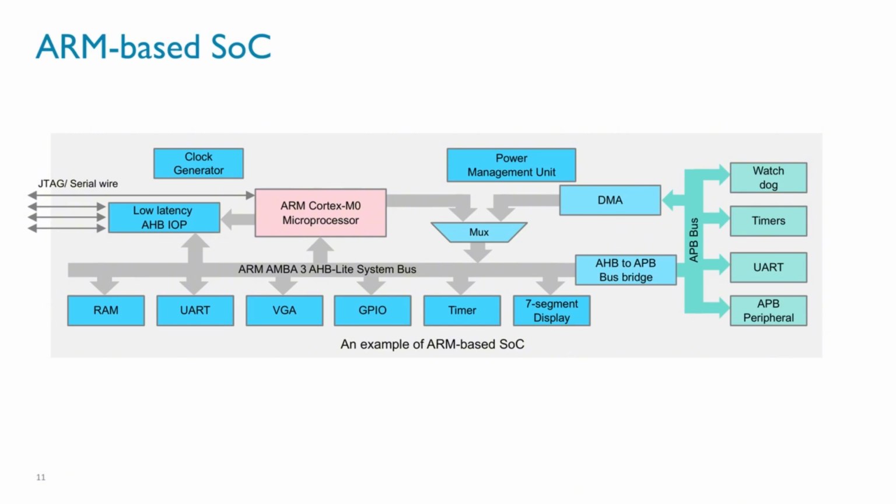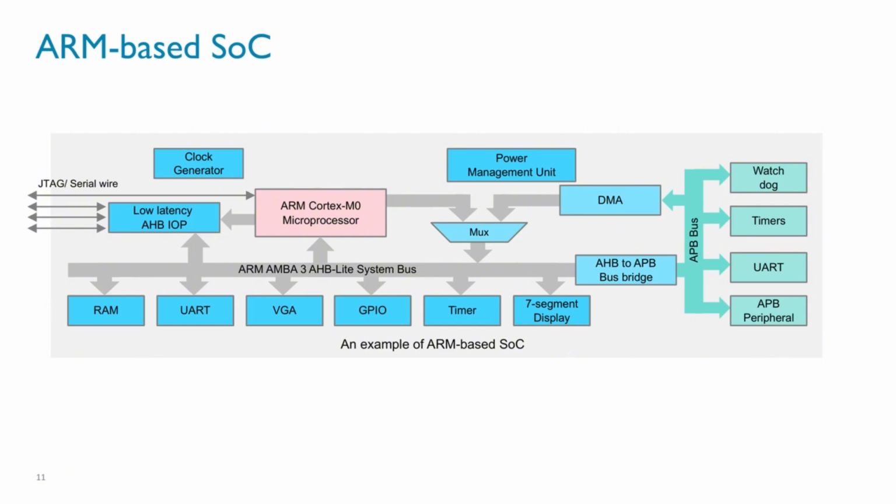Let's look at a few other important blocks. The clock generator provides the timing signal, the heartbeat, that synchronizes all the different parts of a chip so they work together correctly. The power management unit is crucial for controlling the chip's power consumption, enabling sleep modes to save battery life in mobile devices.